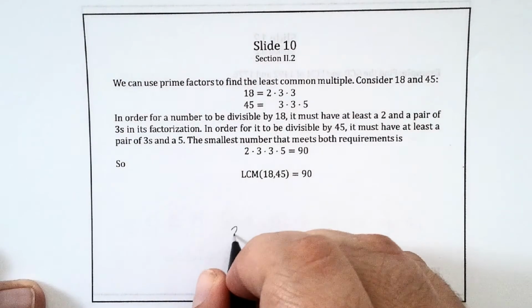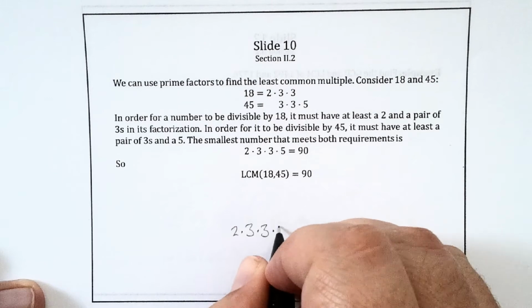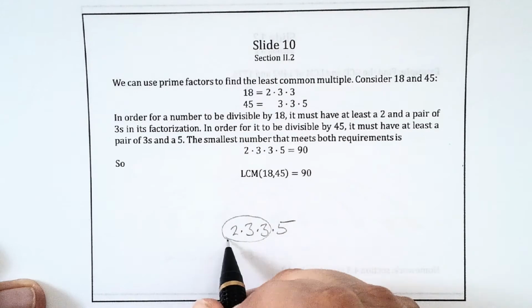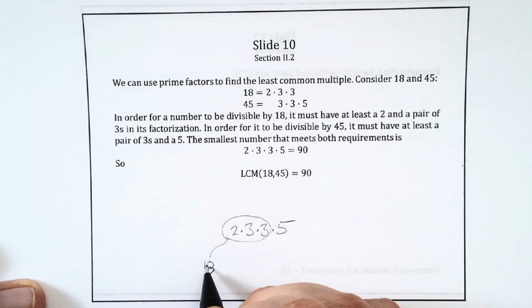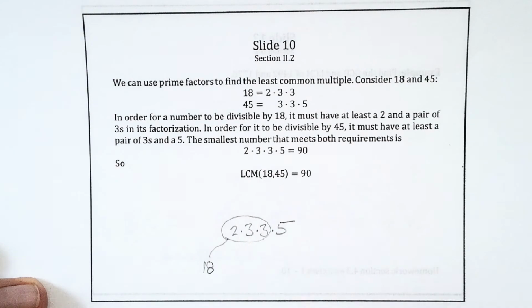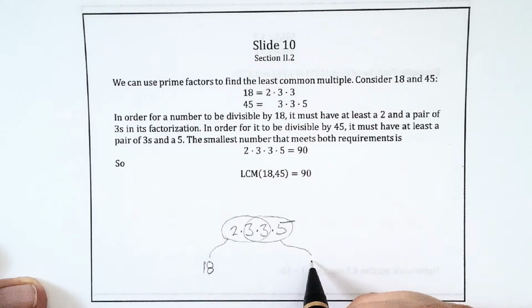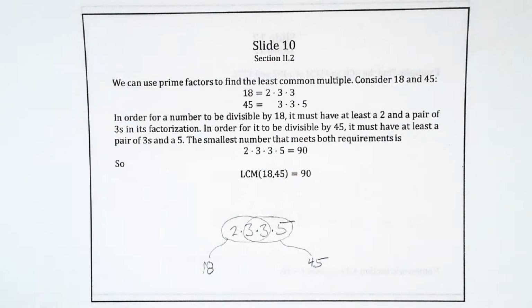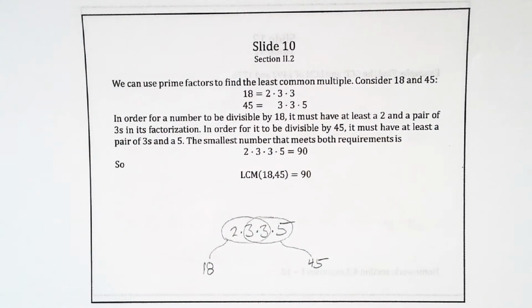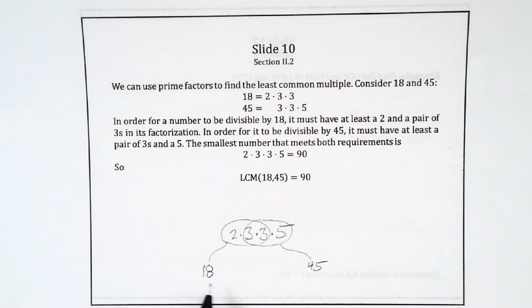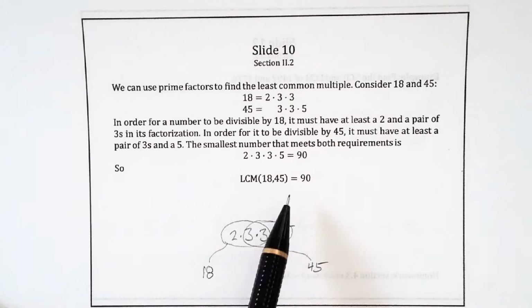So if I look at that product, 2 times 3 times 3 times 5. Okay, 2 times 3 times 3. Oops, that's the 18. And 3 times 3 times 5. That's the 45. So you can see the two numbers overlapping in there. But if I were to remove any of these factors, I would be losing at least one of them. So this is definitely the smallest number that contains both of those numbers inside it. Okay, and this product is 90, so that's the least common multiple.